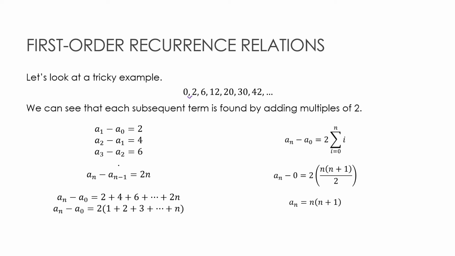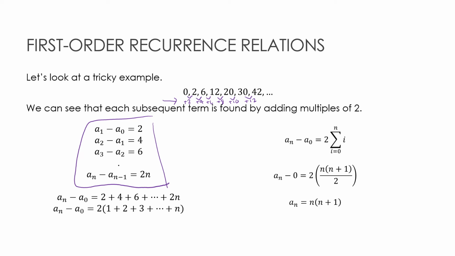Hopefully we can see straight off the bat. I'm adding 2, I'm adding 4, I'm adding 6. So this is a very different progression than what we're used to. Notice what I've done is I've written that out a little bit more explicitly. A1 minus A sub 0 is 2, A sub 2 minus A sub 1 is 4, etc., which is the same thing I was doing here, just writing it a little nicer.